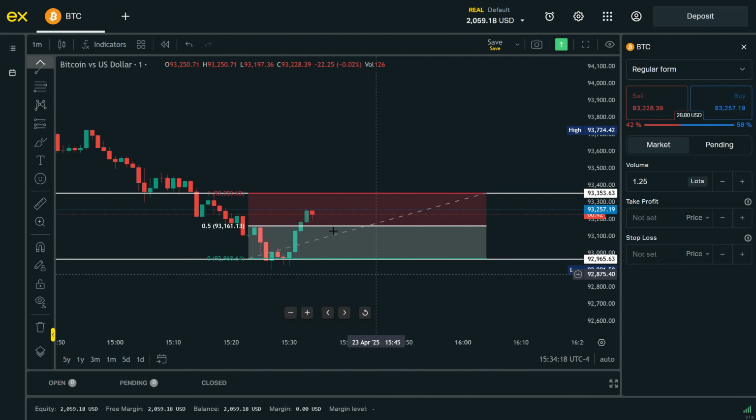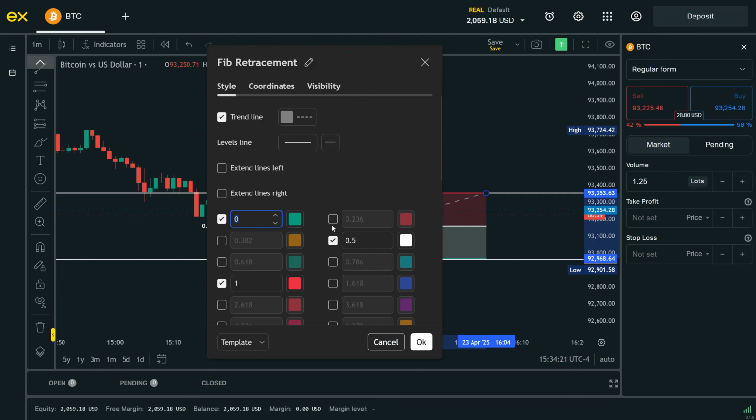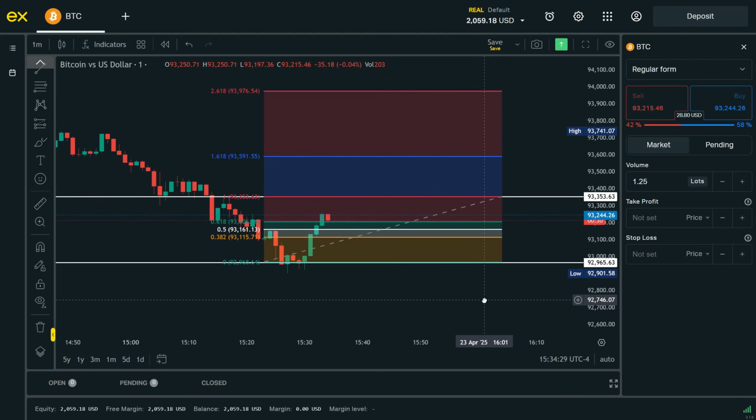planning our trades. Once you apply the Fibonacci retracement between those two lines, either from top to bottom in a downtrend or bottom to top in an uptrend, don't forget to tweak the settings. This is super important and something many traders skip. Go into the Fibonacci tool settings and enable these specific levels. Now you might be wondering, why these levels?